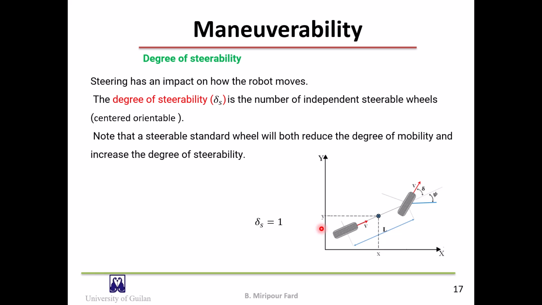Let's talk now about the degree of steerability. Steering has an impact on how the robot moves. The degree of steerability is the number of independent steerable wheels. In this definition, only centered orientable wheels are considered. Note that a steerable standard wheel will both reduce the degree of mobility and increase the degree of steerability. For example, in a bicycle robot, one wheel is steered, and therefore delta S is equal to 1.